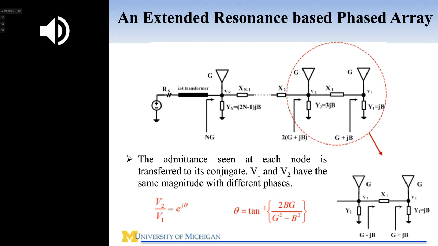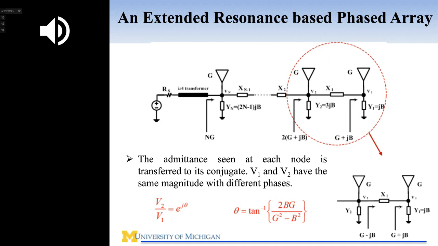So we assume antennas are resonant, so they provide pure conductance. Then behind this susceptance of JB at each antenna, so we have G plus JB is the admittance looking into the first antenna element on the right side.